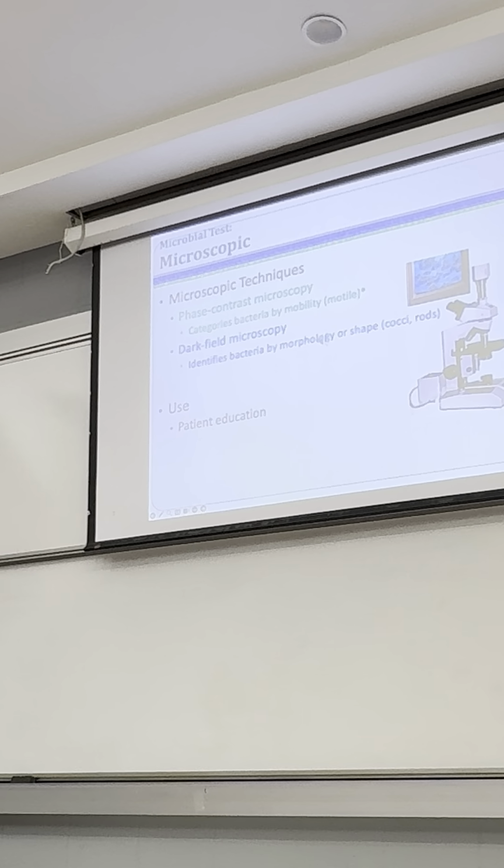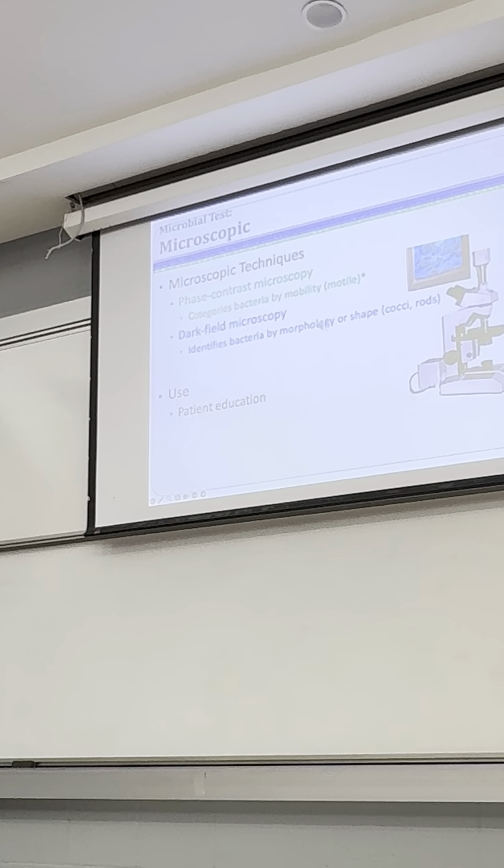All right, microscopic techniques. There's phase contrast microscopy, and then the dark field. The phase contrast is just going to let you identify the bacteria based on the motility that's there, whereas the dark field lets us see which type of bacteria based on shape. So you kind of use those to give our patients more oral hygiene and educate them on what's going on.